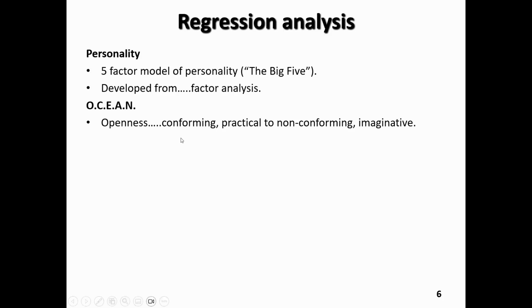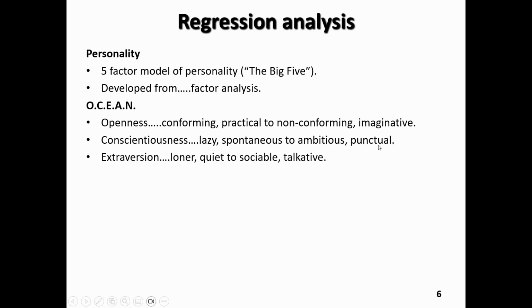So O for openness is a continuum that describes a person that is conforming or very practical in terms of having that open type of personality, to the other extreme where a person is not conforming to the rules and tends to be very imaginative. C is for conscientiousness, and once again, we see another continuum where on the one end, people may be described or have behaviors that appear to be lazy or spontaneous, to the other end where people are ambitious or punctual in terms of their conscientiousness.